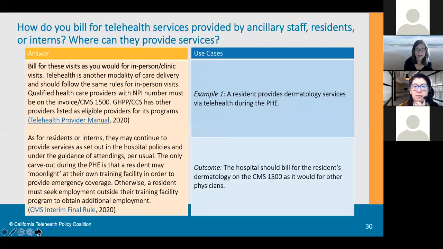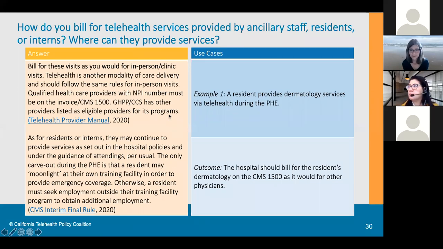Telehealth services provided by ancillary staff. Resident provides derm services via telehealth. So, telehealth is another modality for care delivery. Ancillary staff, so these are people that do not have an NPI. They're not considered qualified health providers or QHPs by Medicare. Now, CCS GHPP has other providers listed as eligible providers. There's a nice link to the telehealth provider manual. And then certainly for residents, interns, they can see patients via telehealth. There's nothing preventing them from doing it.